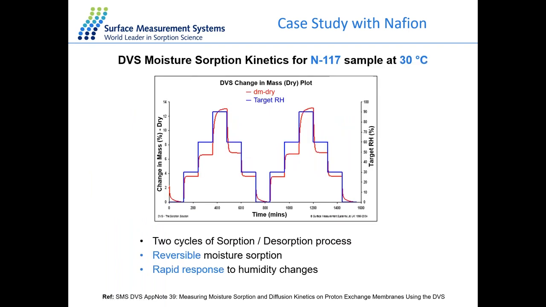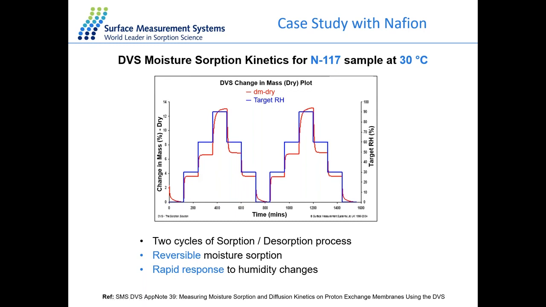So here's the moisture sorption kinetics for the 117 sample at 30 degrees. The blue line is the target relative humidity at each step, from 0 to 90 for sorption, back to 0 for desorption, and then the second cycle. And the red line is the change of mass for the sample. This sample has a very rapid response to the humidity changes. It can reach a perfect equilibrium at the very beginning of changing the humidity and then stay at equilibrium for another 2 hours. And then the humidity will change to the next step.